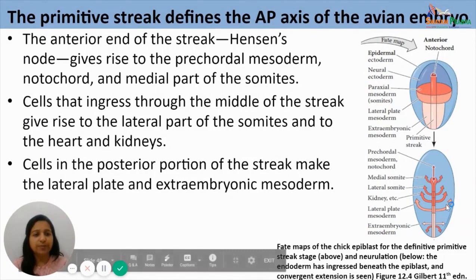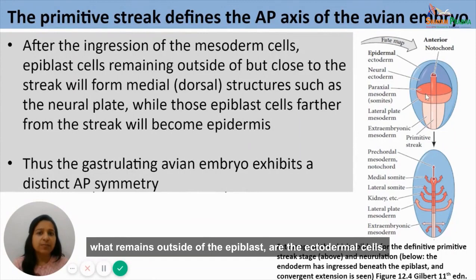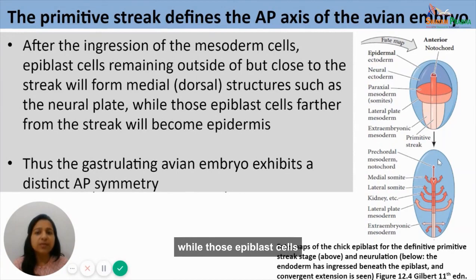Once the ingression of mesodermal cells is over, what remains outside of the epiblast are the ectodermal cells. So the cells which are close to the primitive streak will form the medial or the dorsal structures such as the neural plate, while those epiblast cells which are lying farther from the streak will become the epidermis. Thus, the gastrulating avian embryo exhibits a distinct anterior-posterior symmetry by virtue of this primitive streak which is formed on the dorsal side of the embryo.